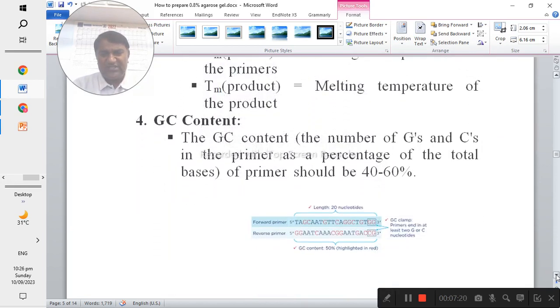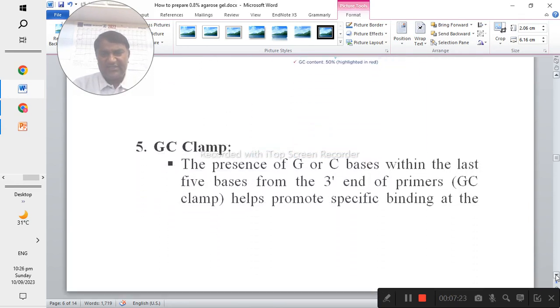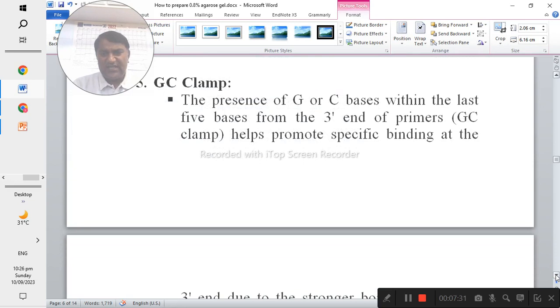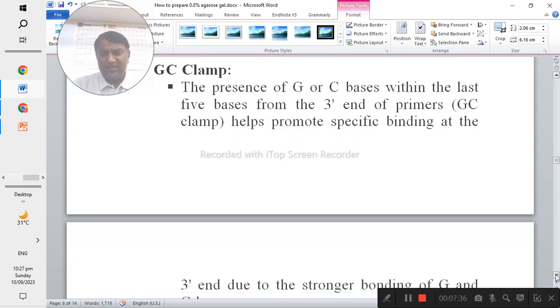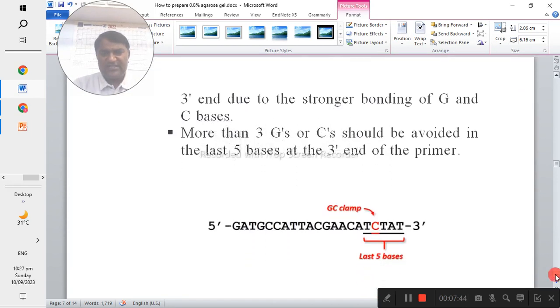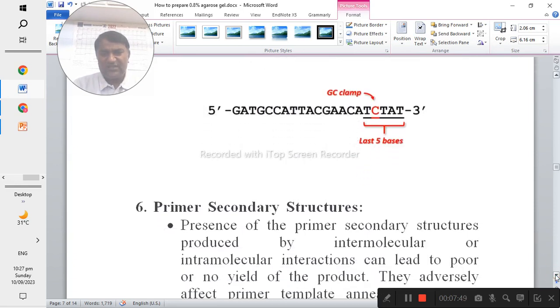Next, the GC content should be 40 to 80%, and the GC clamp: the presence of a G or C base within the last 5 bases from the 3' end of the primer. The GC clamp helps to promote specific binding at the 3' end because of the stronger bonding of G and C bases. More than 3 G or C should be avoided. This one you can see here, the 5 prime to 3 prime.